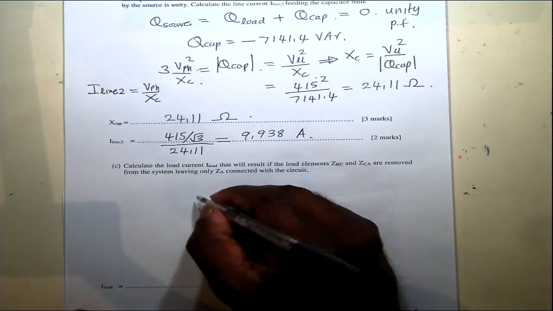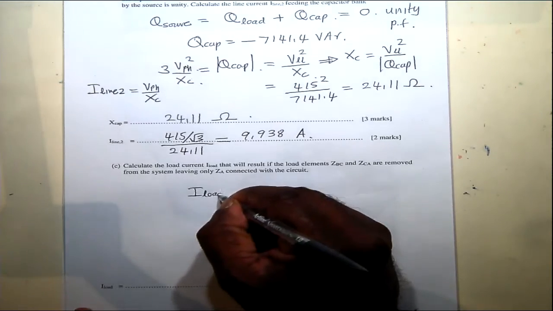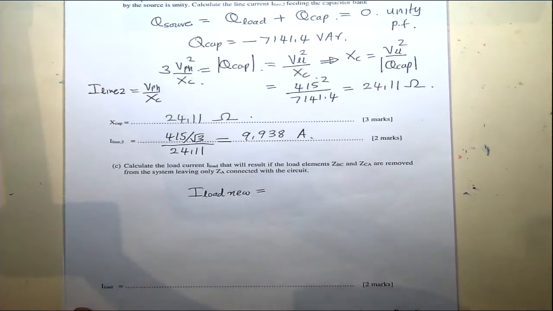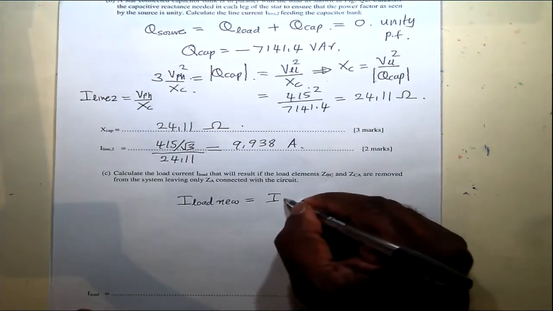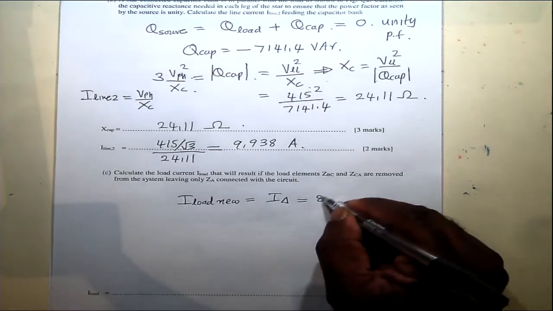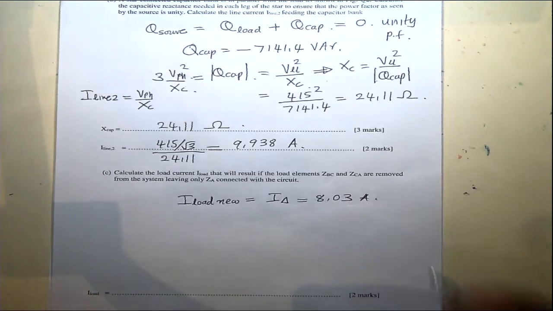So in that case, the new load current will be the delta current from the previous answer, which is 8.03 amperes. The element impedance doesn't change, the voltage doesn't change, and the current through the element doesn't change as well.